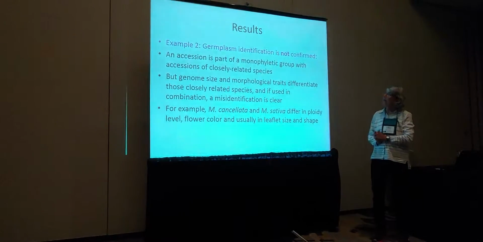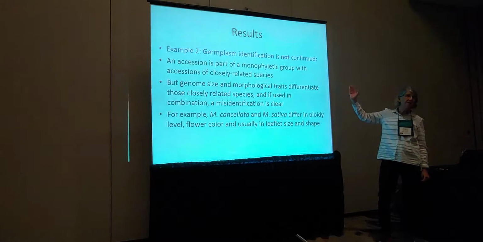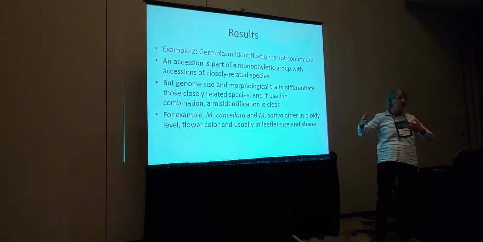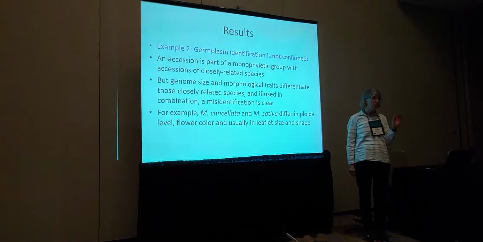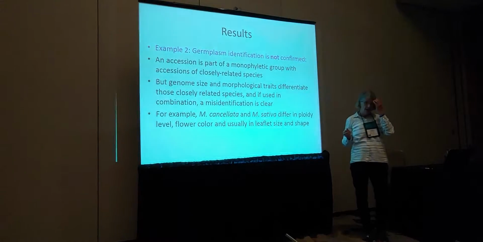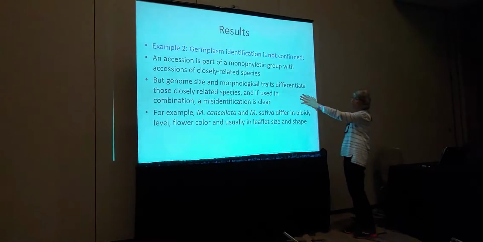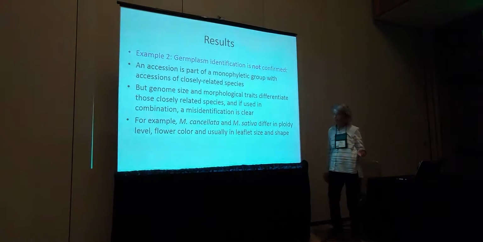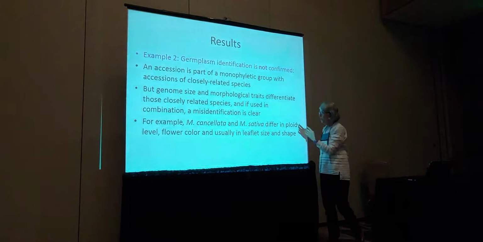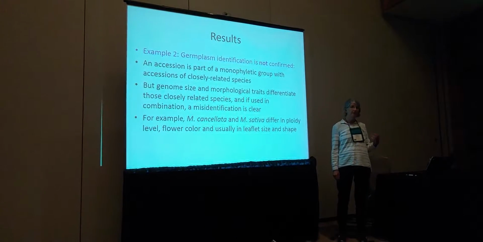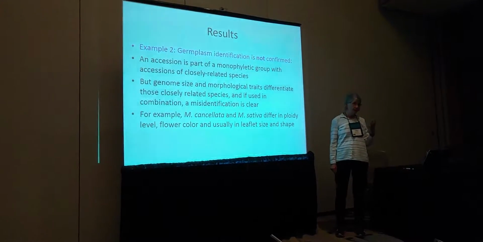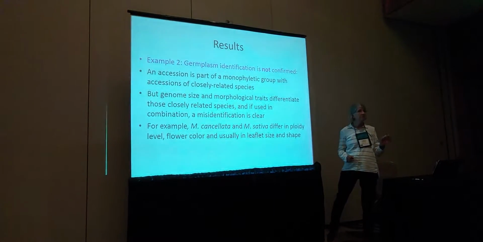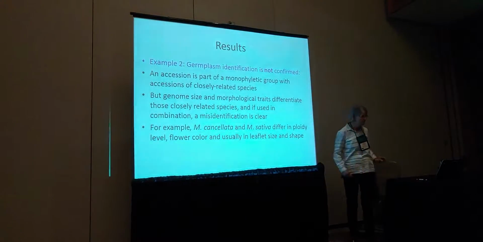Okay, now we have another example where the identification is not confirmed, but where it's going to be a little bit trickier because it's more similar to closer relatives. It's not quite as definitive as with luculina, but we're going to have some genome size and morphological traits that are going to help us out. So we're going to be talking about Cancellata, for example. It differs at a ploidy level. It's a hexaploid, whereas sativa is a tetraploid, so right away that distinction will be able to help us. The flower color is different, as are the leaflets.